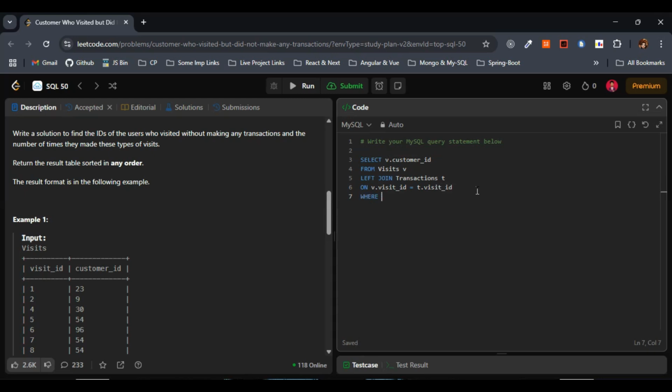So the next step is we will filter out visits that have no transactions. Here, where T dot transaction_id is null. This is fine. So we are just filtering out the visits that have no transactions here, right? Let me do one thing here. Let me write this one with, let me make use of WITH here.